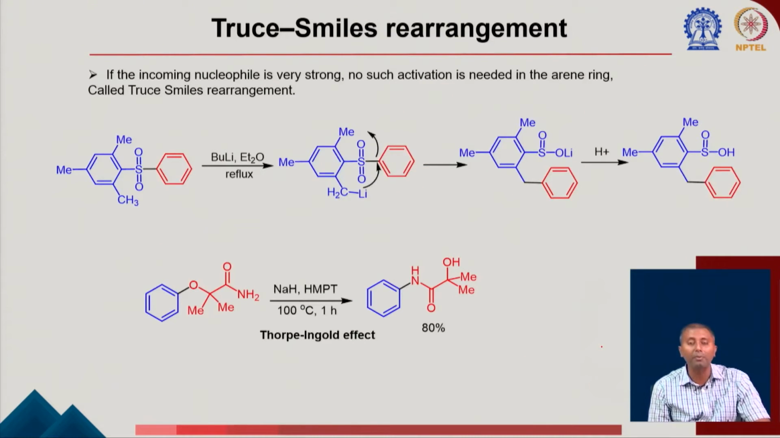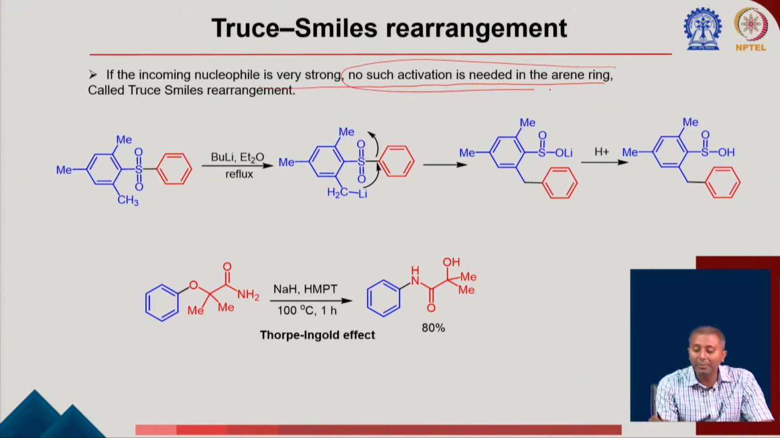Okay. Now, moving further, we are going to do Smiles rearrangement. So, it is one type of Smiles rearrangement, but the incoming nucleophile is very strong, so no such activation is needed in the arene ring. What does that mean? If you saw in the previous example, the ring which is getting attacked will always have some sort of electron withdrawing group like a nitro group. So, you need some sort of arene activation, but here you do not need it.